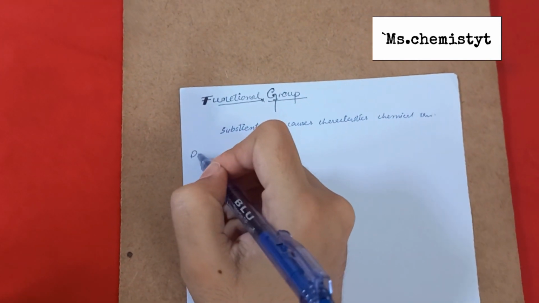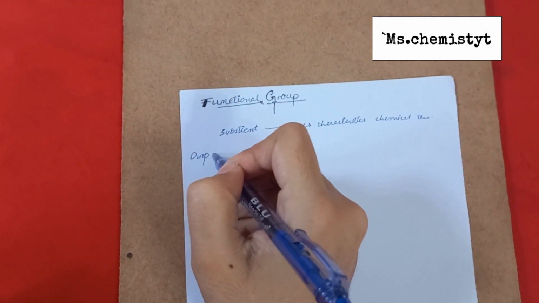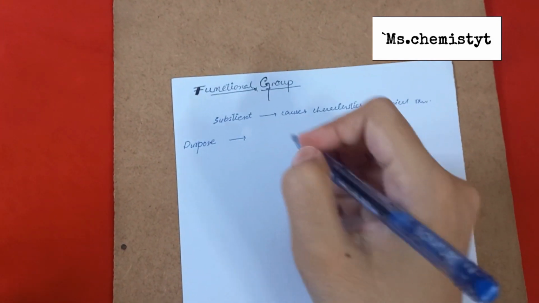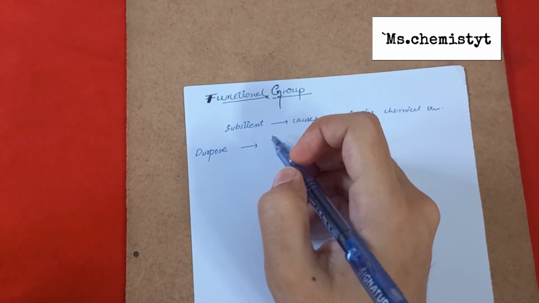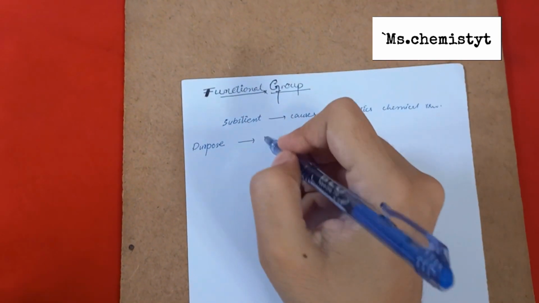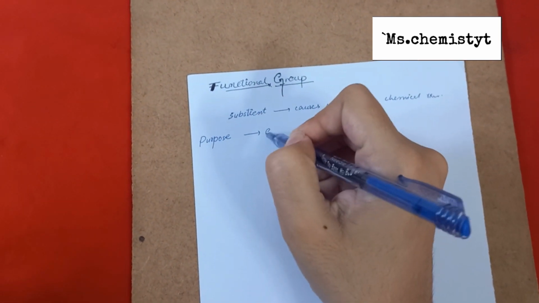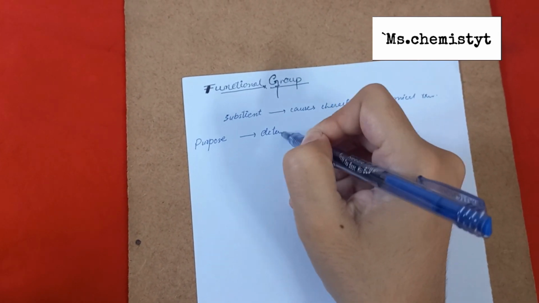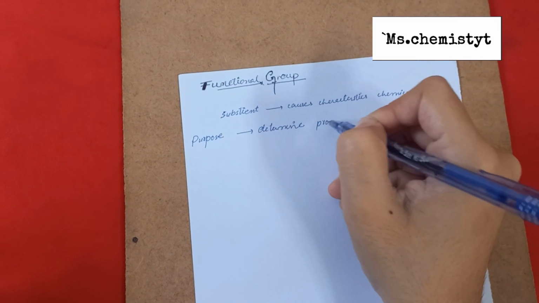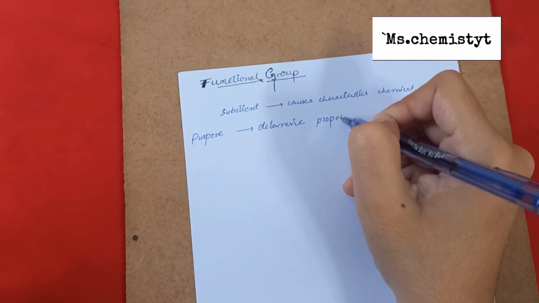What is the purpose of the functional group? They actually determine the properties and the chemistry or the characteristics of many organic compounds. So they determine the properties of any chemical compound.